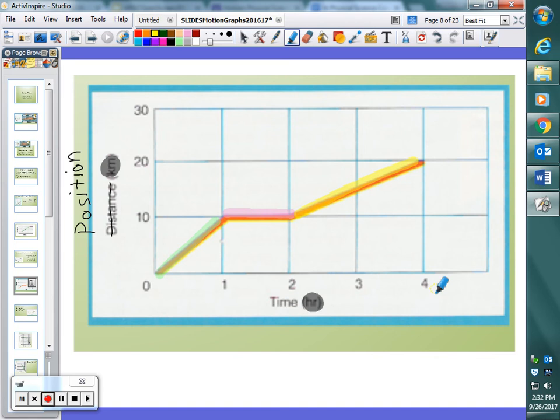The green section is going 10 miles per hour. The yellow section is going approximately 5. Not approximately, it is 5.